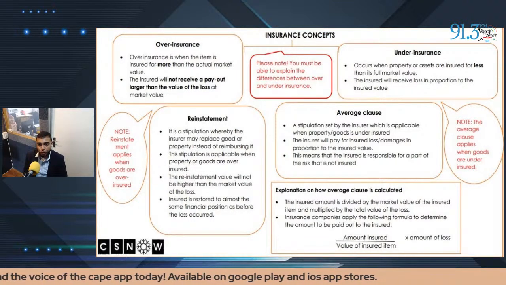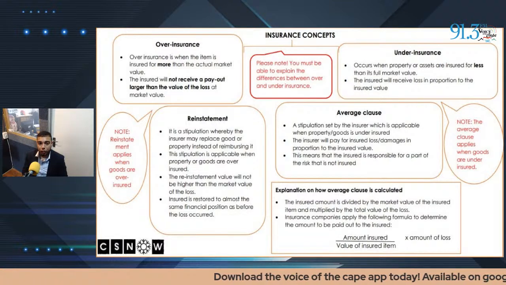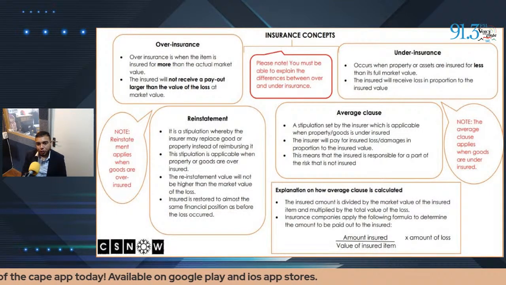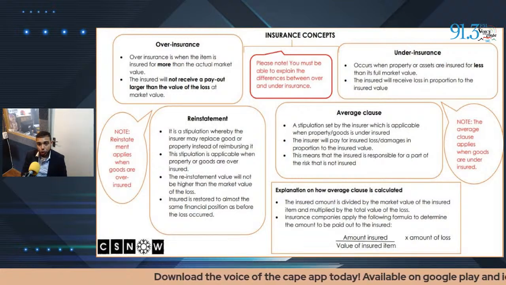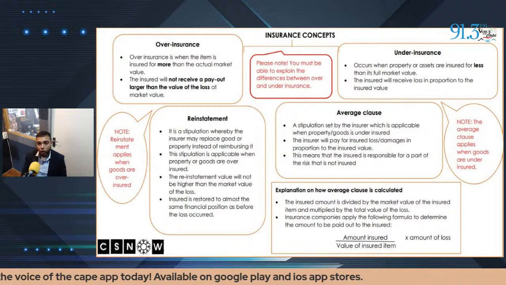The average clause, which is important, is going to come as a question in question two, as well as in question four, where you will need to know how to calculate it. But let's go over it, guys. It is a stipulation set by the insurer which is applicable when property or goods is underinsured. The insurer will pay for the insured loss, damages in proportion to the insured value. This means that the insured is responsible for a part of the risk that is not insured.